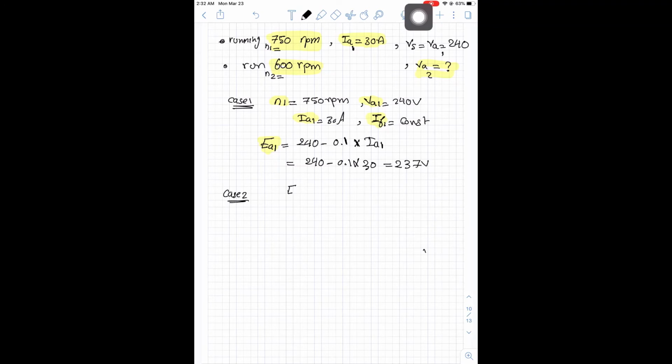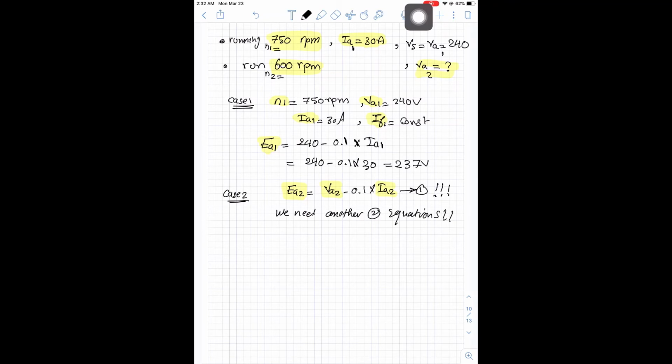In case 2, we know that E armature 2 equals V armature 2 minus 0.1 I armature 2. This is one equation. As you can see in this equation, we have three unknowns: E armature 2, V armature 2, I armature 2. So we have one equation in three unknowns. How can we deal with it? We need two other equations. How will we get these two equations?